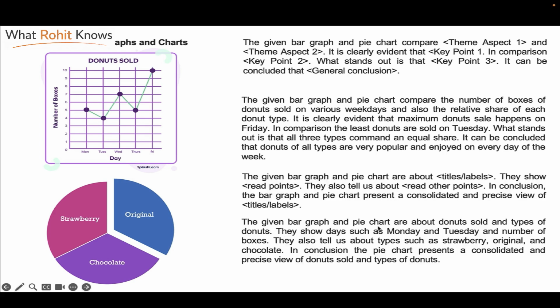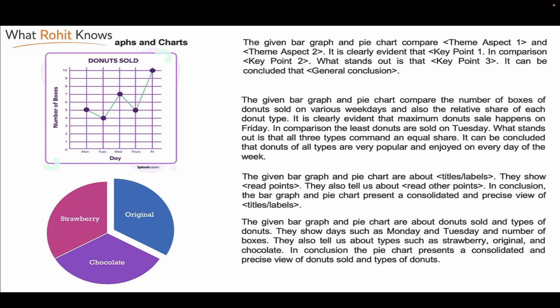So the given bar graph and pie chart, that of course you have to identify the type of image that is in front of you. So the given bar graph and pie chart are about donuts sold and types of donuts. And then you just read. So they show days such as Monday and Tuesday and the number of boxes. They also tell us about types such as strawberry, original, and chocolate. In conclusion, the pie chart presents a consolidated and precise view of donuts sold and types of donuts. Again, in this simple version of the template, just focus on reading what's in front of you.